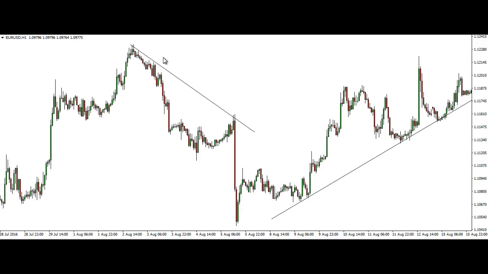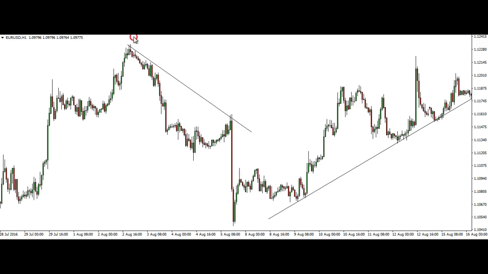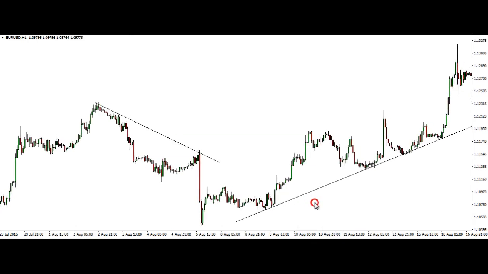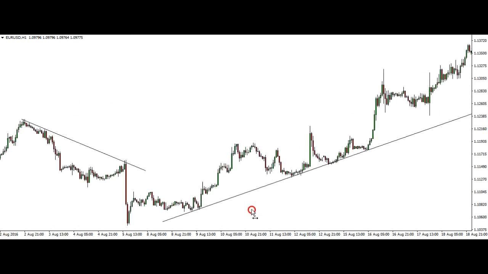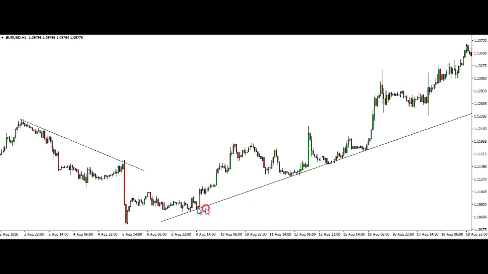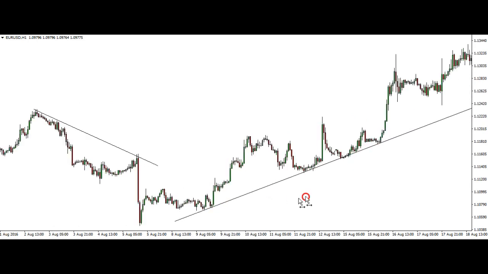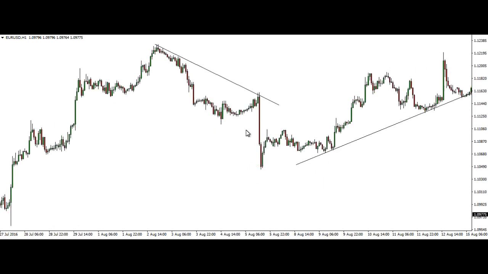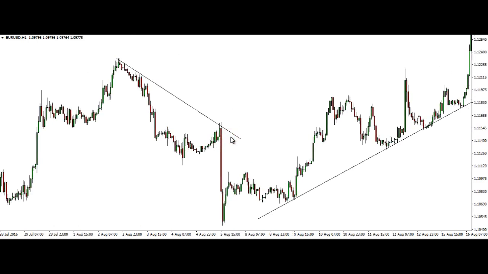Now, the other thing about resistance and support trend lines is that resistance trend lines are formed by connecting swing highs on the chart, and support trend lines are drawn by connecting swing lows like this one. So basically, that's how you can draw your trend lines.